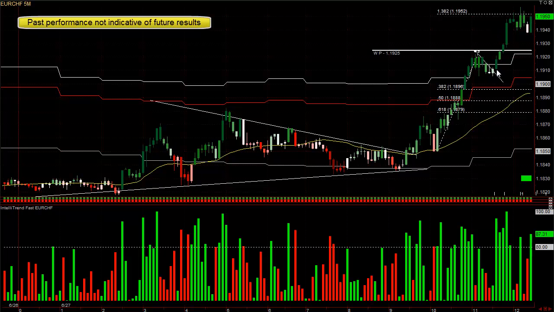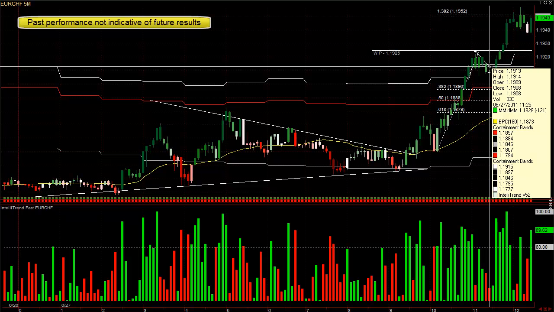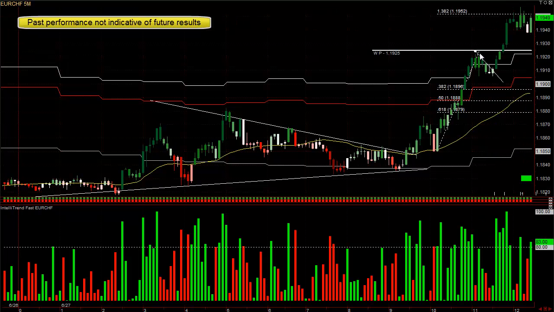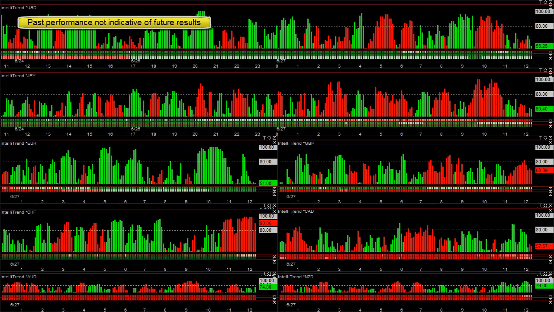If you had bought this last one right here at 13, you're out at 52 for about a 40 pip profit. You also could have got in that trade here, stopped right underneath the hourly and the previous lows, and got out of the whole trade here at the weekly pivot for about 70 pips. So use the currency meter to find the high probability trades.